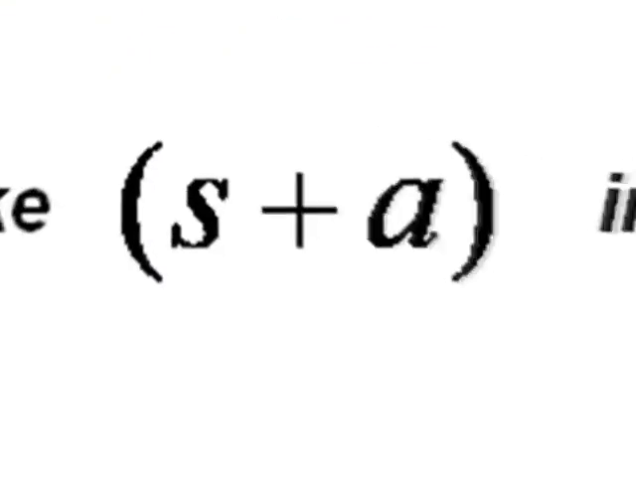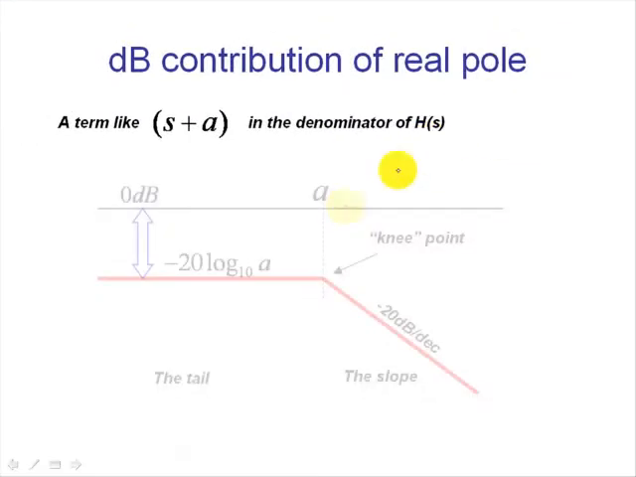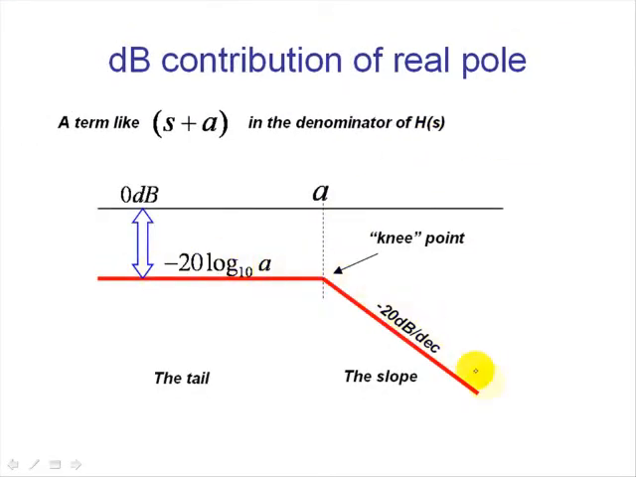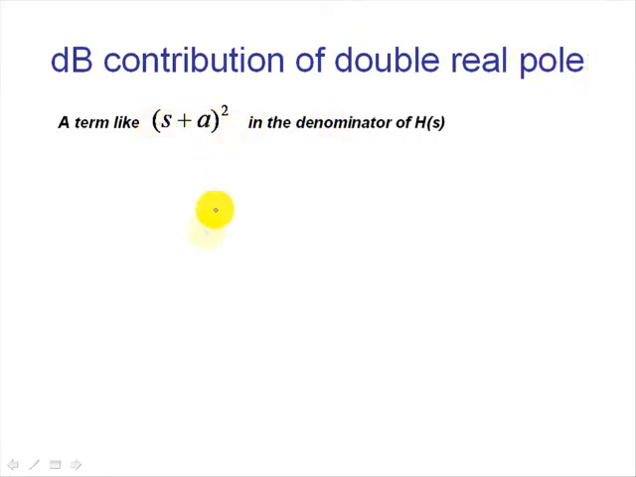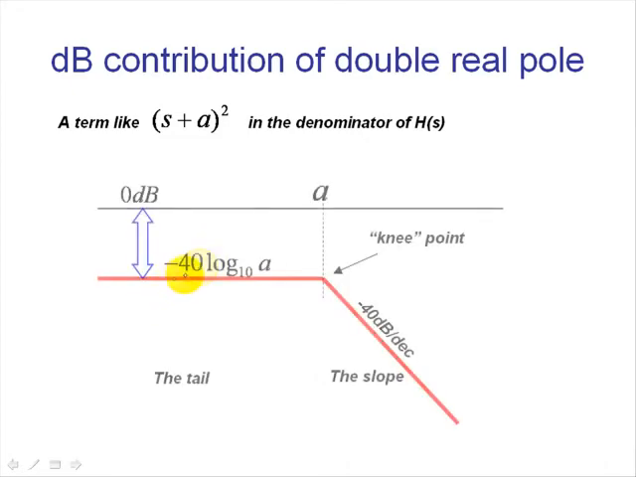A simple pole, a term like this one in the denominator of the transfer function, has a contribution to the amplitude plot like this, with a tail of negative 20 log A, up to the frequency A radians per second, where the contribution takes a dive with a rate of negative 20 decibels per decade, the slope. A squared simple term like this one contributes with a tail of negative 40 log A, up to the frequency A radians per second, then enters its slope with a decay rate of negative 40 decibels per decade.